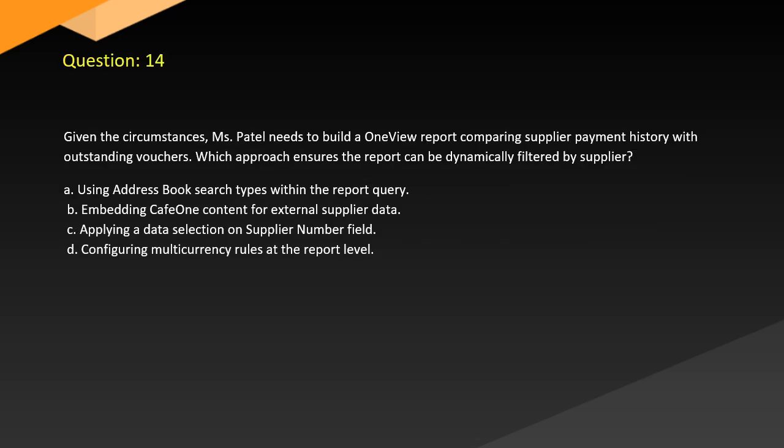Question 14. Given the circumstances, Ms. Patel needs to build a OneView report comparing supplier payment history with outstanding vouchers. Which approach ensures the report can be dynamically filtered by supplier? A. Using address book search types within the report query. B. Embedding CAFON content for external supplier data. C. Applying a data selection on supplier number field. D. Configuring multi-currency rules at the report level.